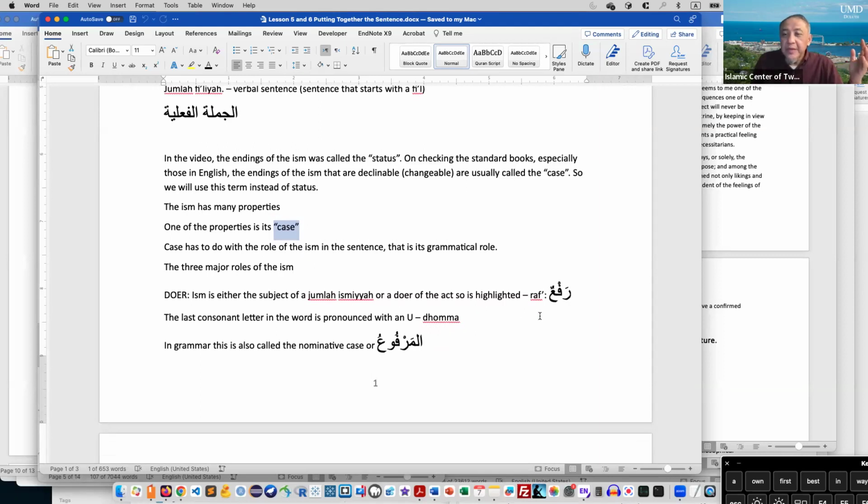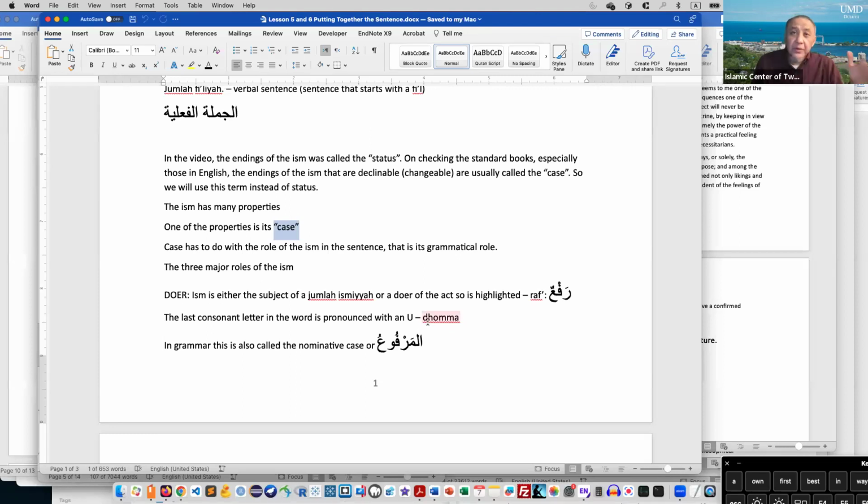So the ism is a doer, and literally rafa simply also means the one that's highlighted. Rafa means the one that's raised. So when you're talking about something that's raised, usually when there is a doer in a sentence, guess which word is highlighted? The doer of that sentence is highlighted. So that's why it's called rafa. And how do you know that word is rafa? You know because the last consonant of the word has a dhamma on it, has a u sound on it. So whenever you see a u at the end, it's most likely a rafa. It's a sign that it's a rafa, the dhamma at the end of the word.